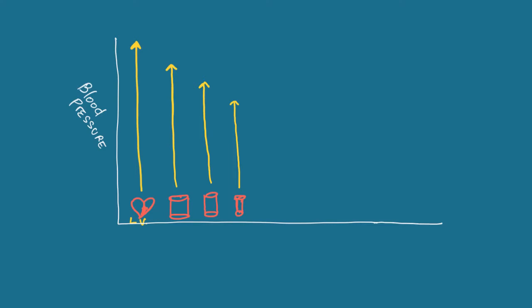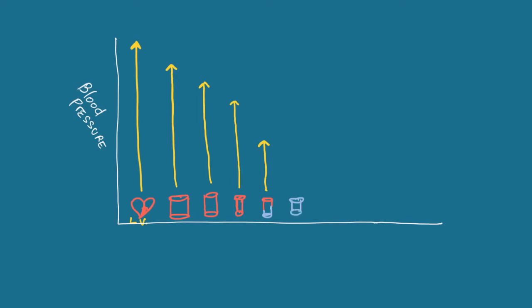The next in line are the capillaries. The capillaries have a blood pressure that is much lower than in the arterioles. So there's the capillary. Blood pressure here is much lower than in the arterioles. There is quite a huge pressure difference, so the pressure gradient is high there.